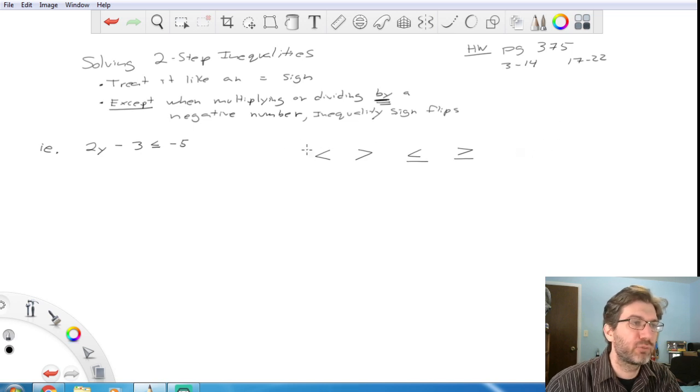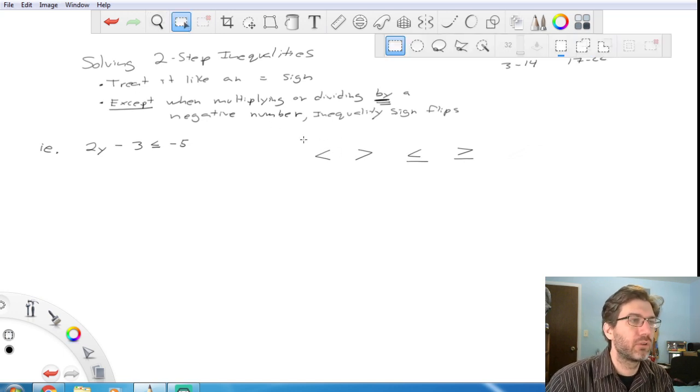But here we have less than, here we have greater than. This means less than or equal to. So if it has a line underneath, it's possible to be equal to. And here you have greater than or equal to. So these are your inequality symbols. They replace your equal sign when you do problems.